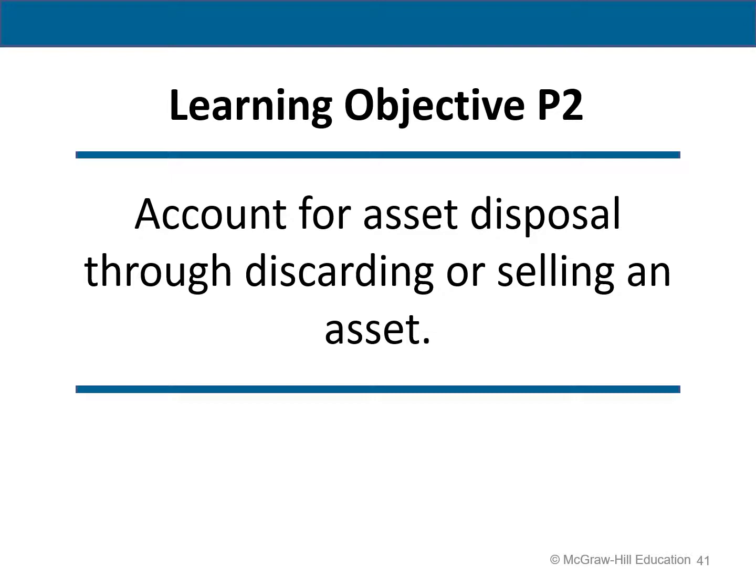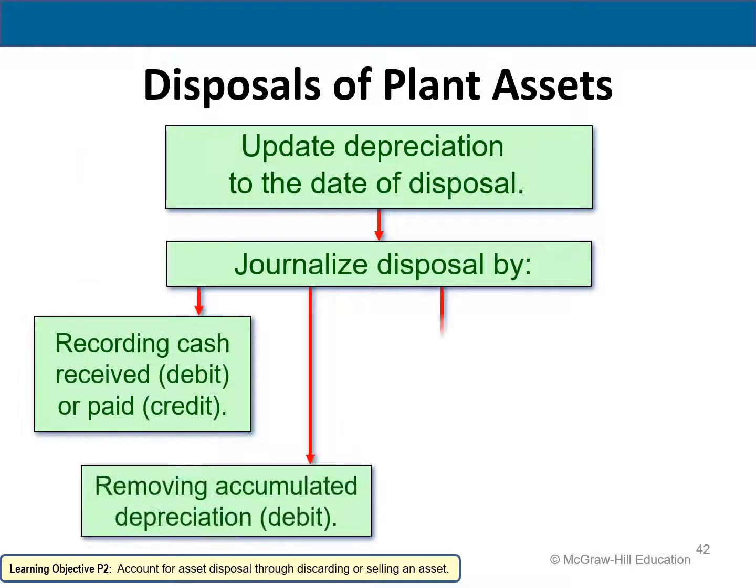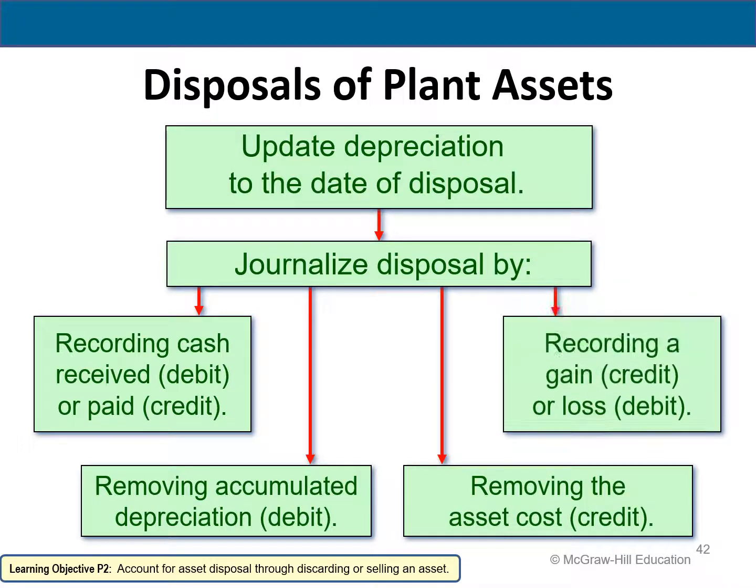All right, so let's talk about disposal. Disposal of plant assets. You have to update your depreciation to the date of disposal, and then you journalize the disposal by recording either a gain or loss, removing the cost from your balance sheet, removing the accumulated depreciation from your balance sheet, and recording the cash or whatever it was that you received in exchange for the disposal.